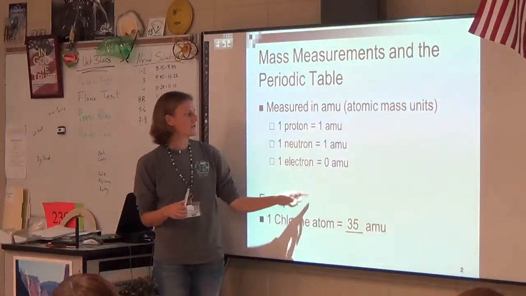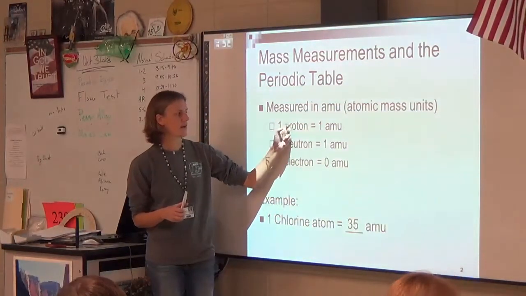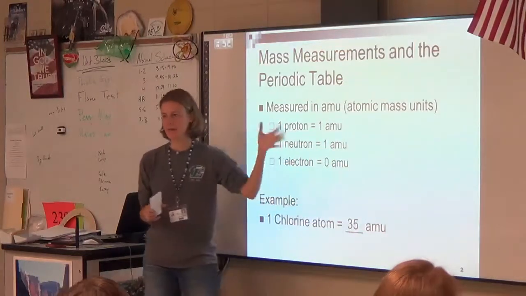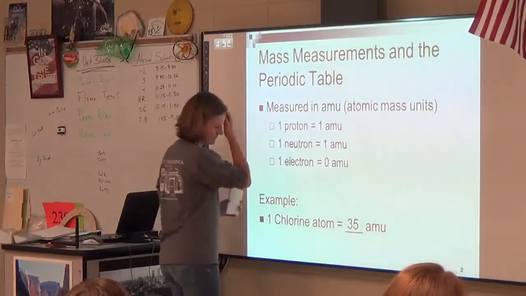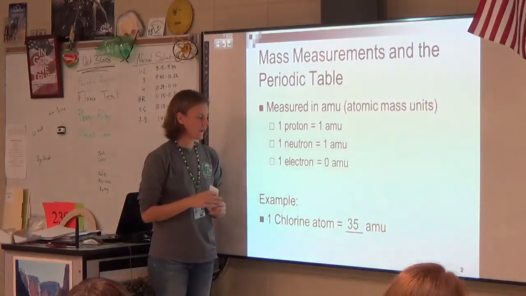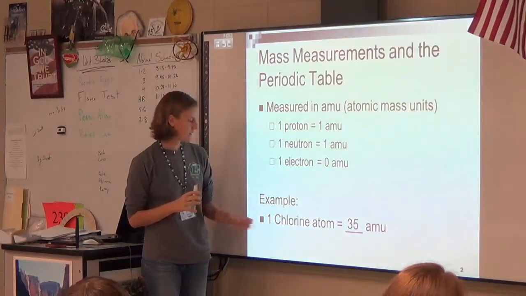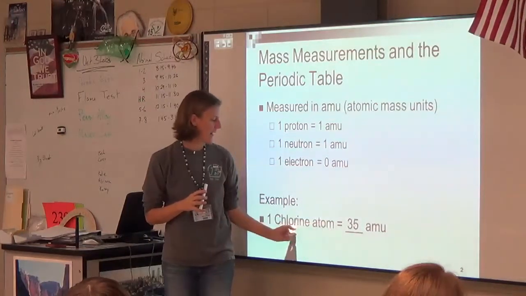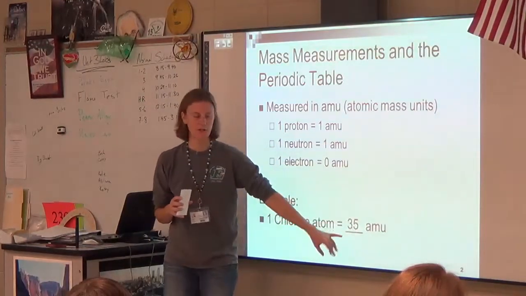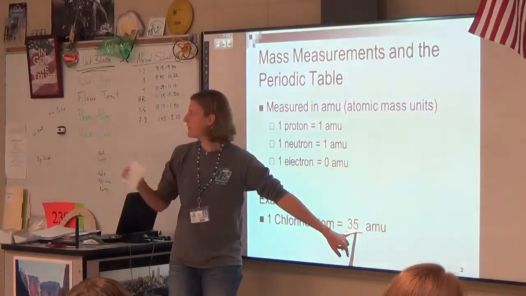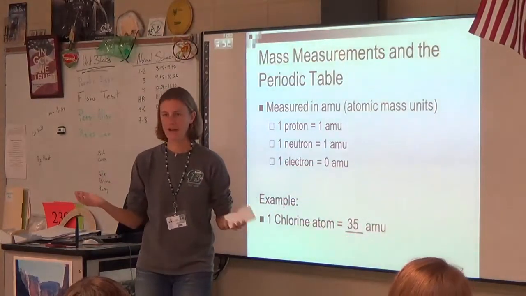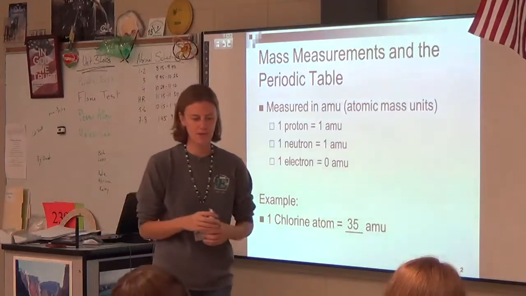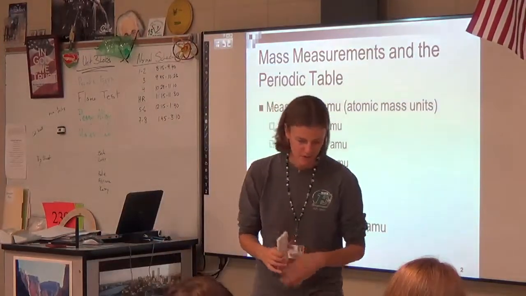So we've already learned that in atomic mass units, we're going to count a proton as 1, a neutron as 1, and an electron as 0. So if I want to know the mass of chlorine in atomic mass units, it would be 35. Just look on your periodic table and round the mass. Okay, that's fine. I know I've got a combination of 35, either protons or neutrons combined.